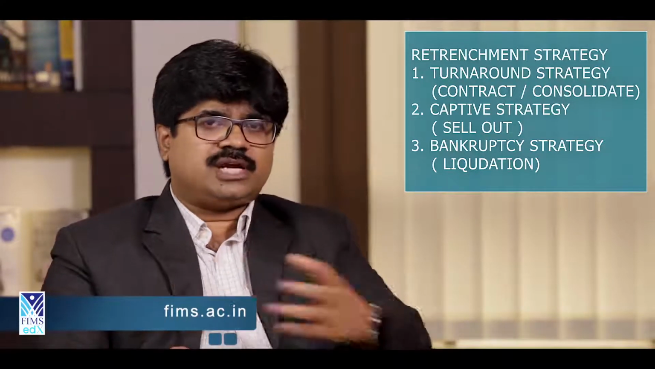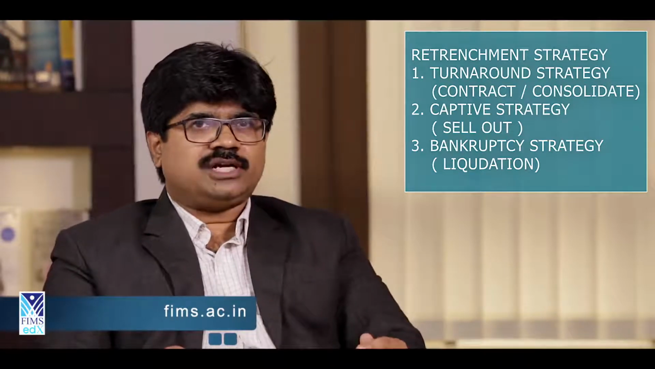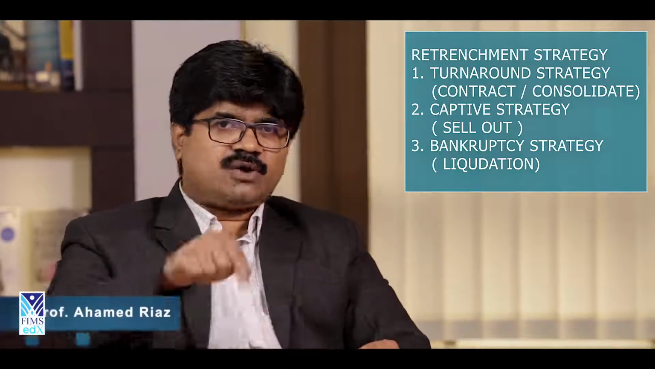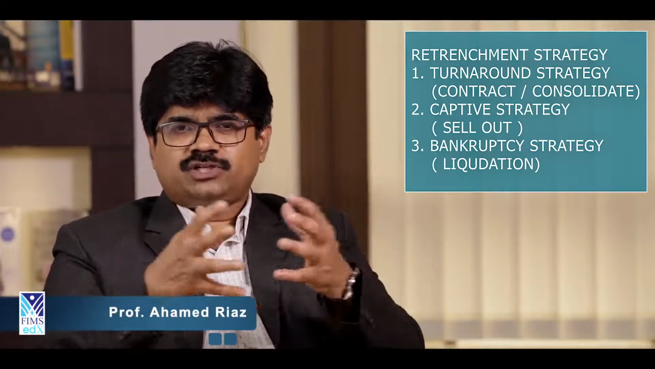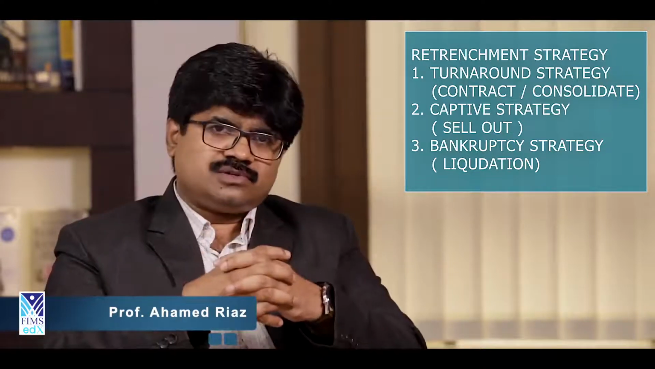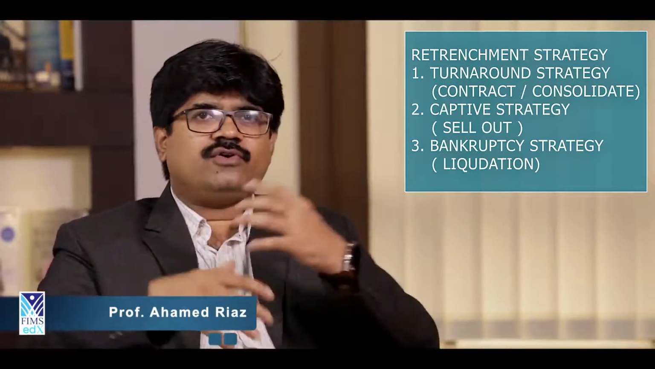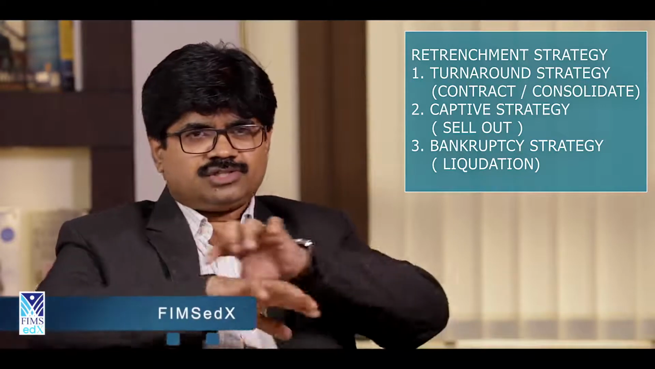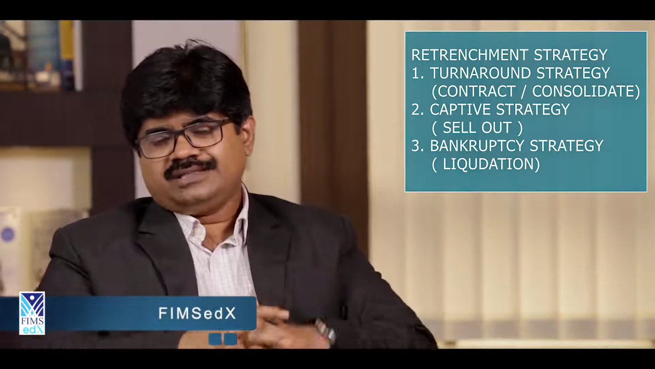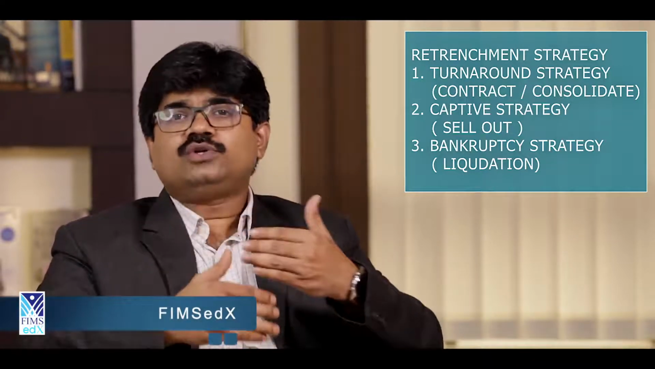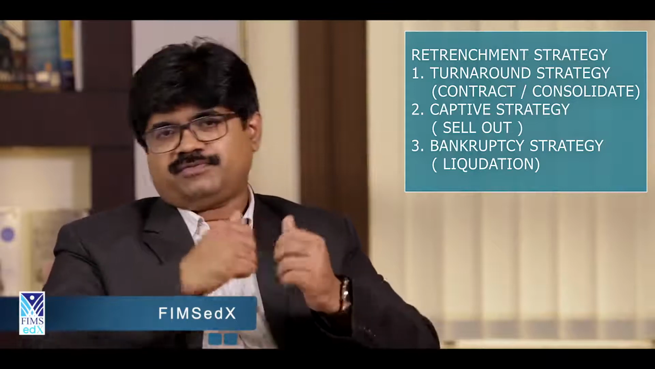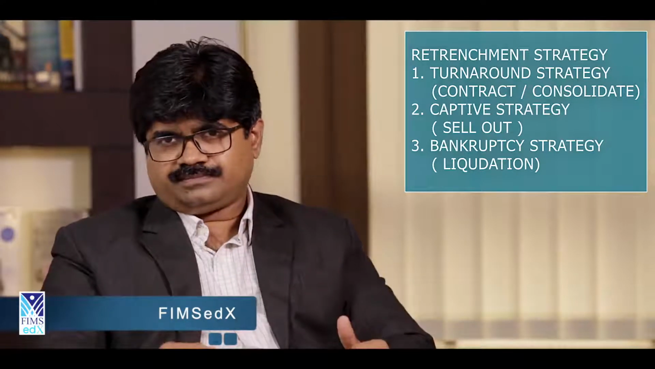What are the retrenchment strategies? There are three types of retrenchment strategies. The first one is known as turnaround strategy. Turn the business around, bring the business back to profit. In this, there are two different types. Either the company will go for contraction of the business, or they go for consolidation of the business. They consolidate instead of going for growth. They consolidate whatever they have and bring the company back to profits. They reduce the loss and bring it back to profit. So that is turnaround strategy.